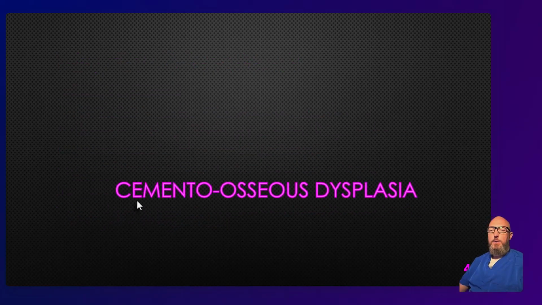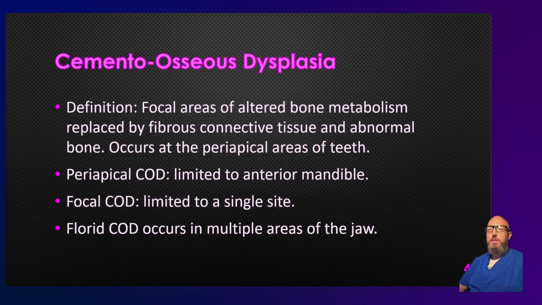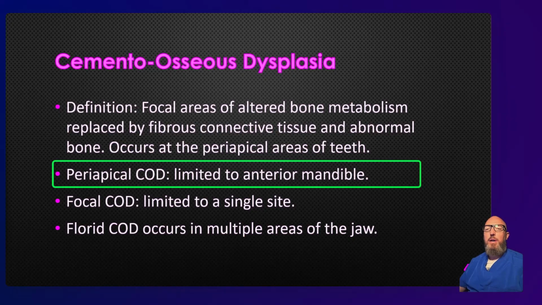And now on to Cemento-osseous dysplasia. These are just focal areas, always at the apices of teeth, where normal bone has been replaced by fibrous tissue and abnormal bone. And there's 3 different types of Cemento-osseous dysplasia. Periapical is the most common one, and that's when it's just isolated to the anterior mandible, so any of those 6 teeth. It can be multiple of those, and it'll still be called periapical Cemento-osseous dysplasia.